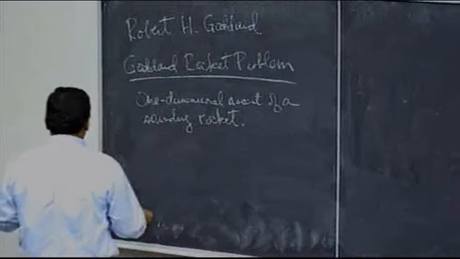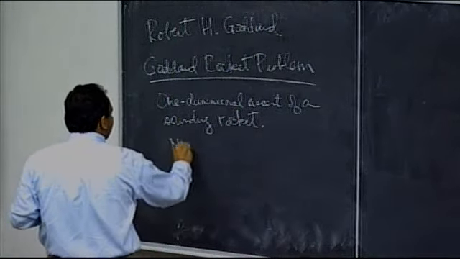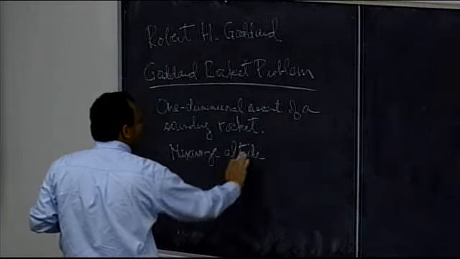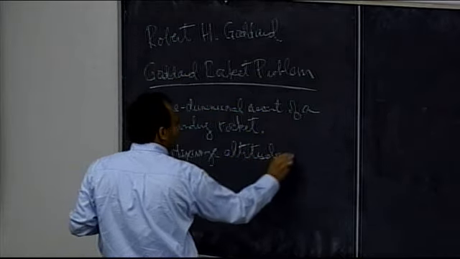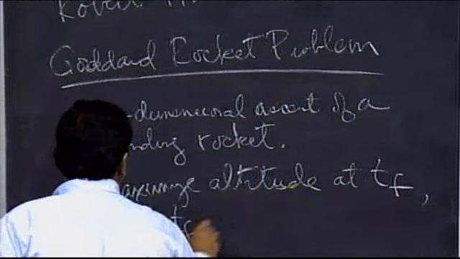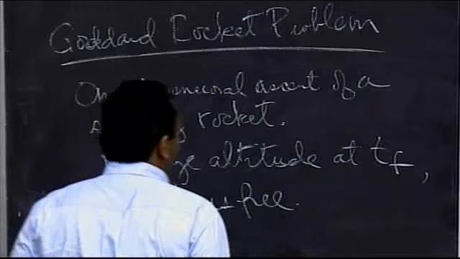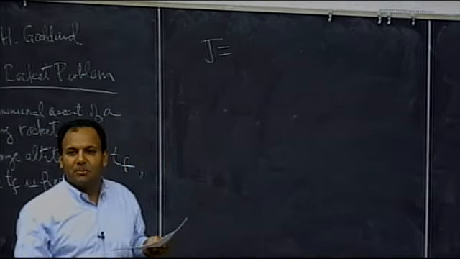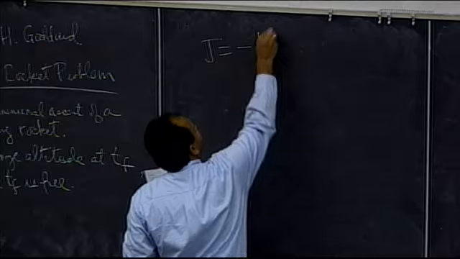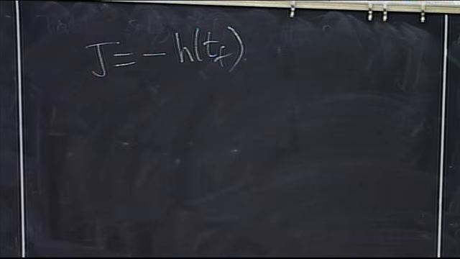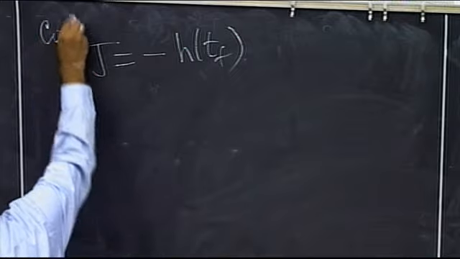The problem works like this: we want to maximize altitude at tf, where tf is free. So the objective function is to maximize altitude, but we do everything in this class with minimization. So we have to have it be minus h of tf, because maximizing altitude is the same thing as minimizing its negative. So that's the cost function, or the objective function. So it's a Mayer cost problem.